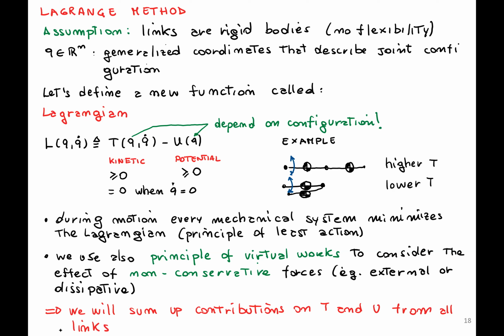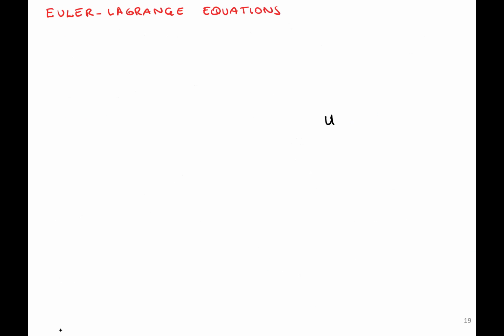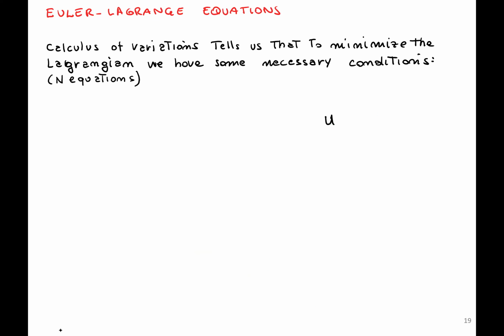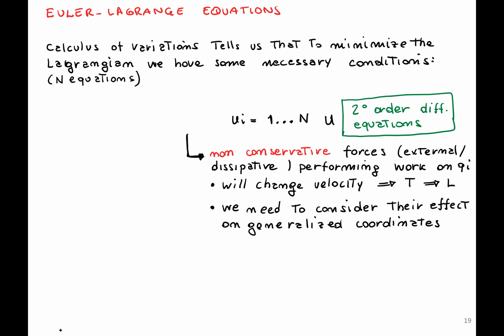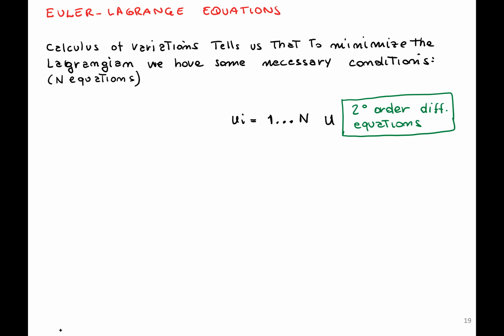Now we can sum, as we did for the system of point masses, the contribution of potential and kinetic energy for all the links, and compute the Lagrangian. So the total T and the total U give the Lagrangian, and the Lagrange equations are the equations that we use to derive the model.